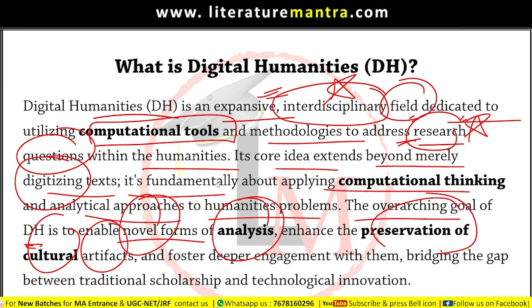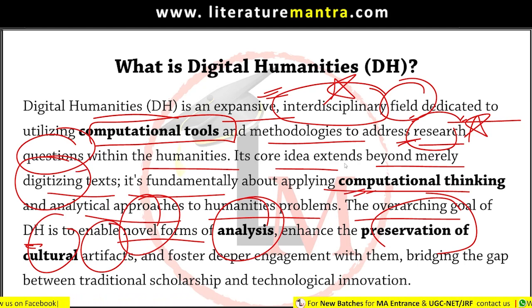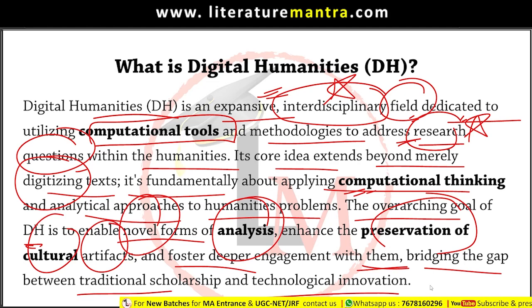How is that done? For instance, if I digitize the old manuscripts of Beowulf or maybe the Mahabharata, then we don't need to refer to that again and again. At the same time, we have access to the original and can use computational thinking, software and other computational techniques to analyze the text. Okay? Then foster deeper engagement with them, with matlab literary texts, bridging the gap between traditional scholarship and technological innovation. So this is broadly what digital humanities is.